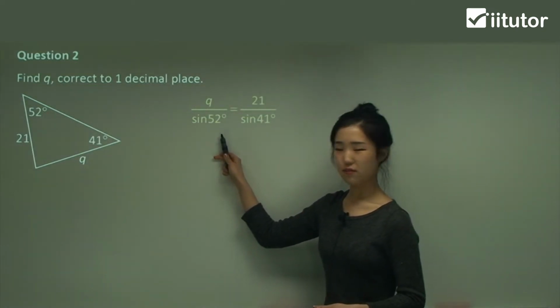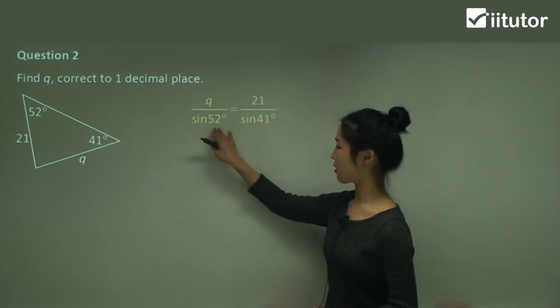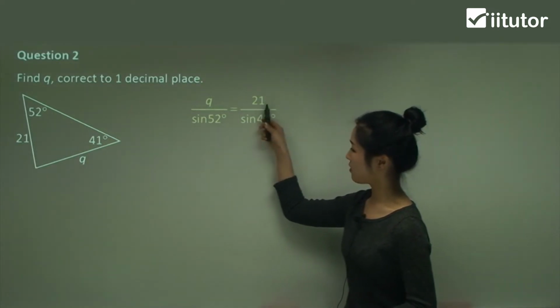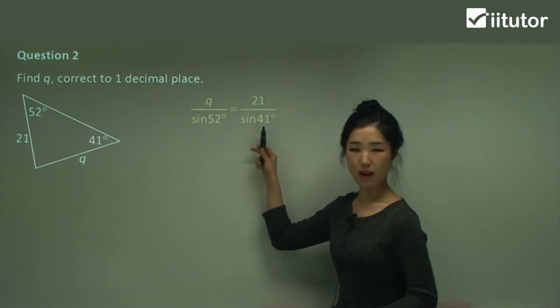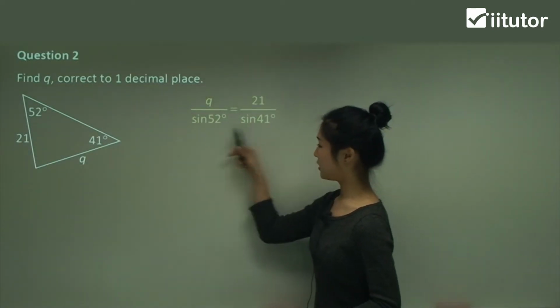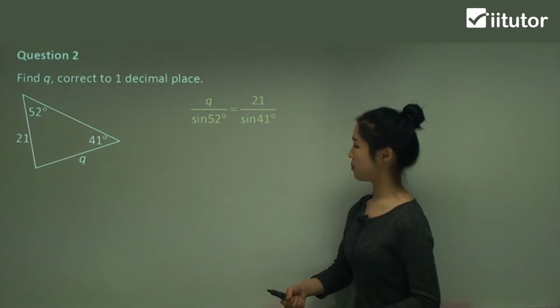Some people tend to forget sine for some reason, so make sure you always have that sine before the angle. So sine 52 degrees, and over here, this side 21 over the opposite angle, sine of the opposite angle, so sine 41 degrees. So that's what I did to apply the sine rule.